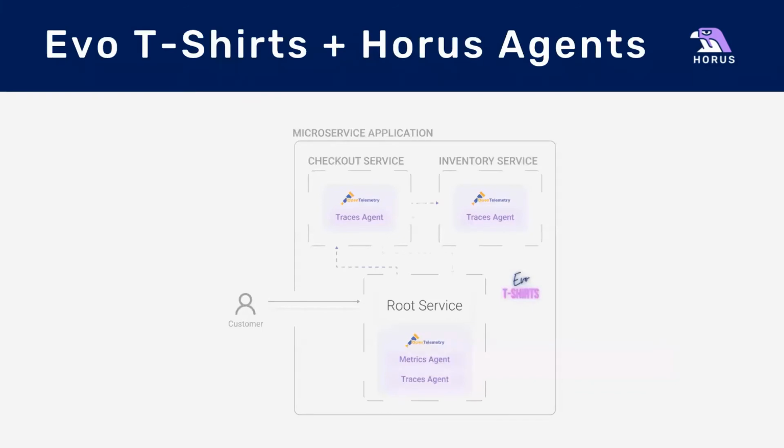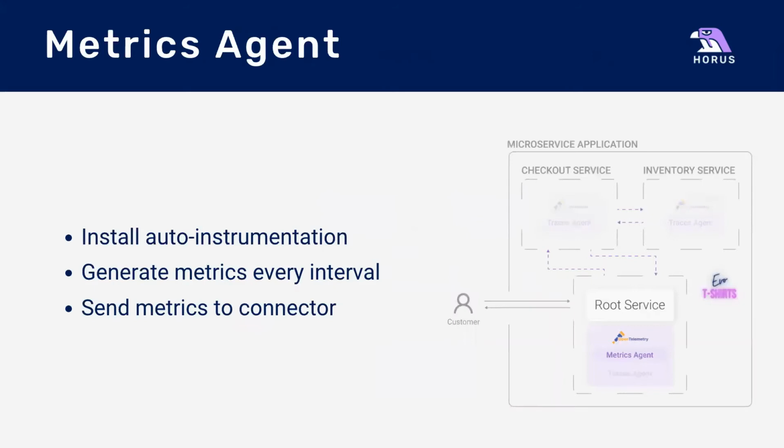So this is how Evo Teacher's application would now look. By placing that Horus agent, in purple, those HTTP request cycles are now generating that telemetry data, and that can be used in Horus. But let's break this down a little bit more by looking at the distinction between the metrics and the tracing agents that are provided here.